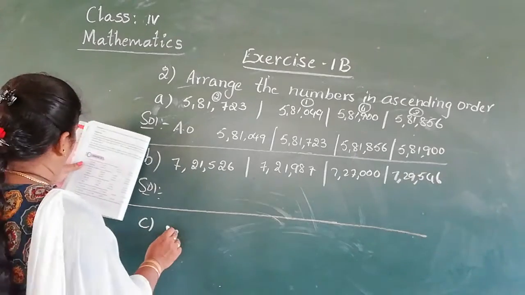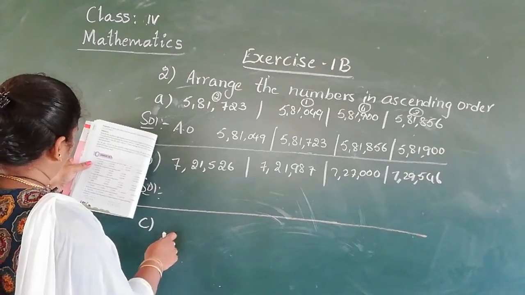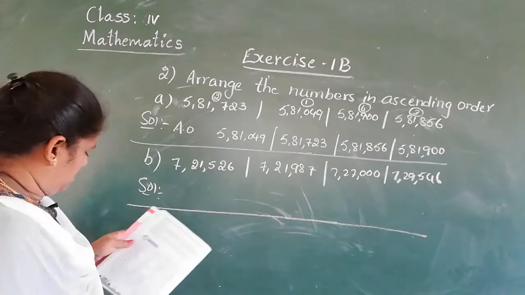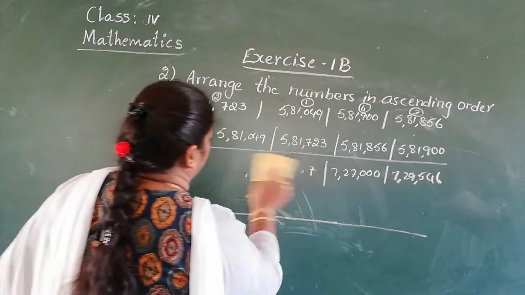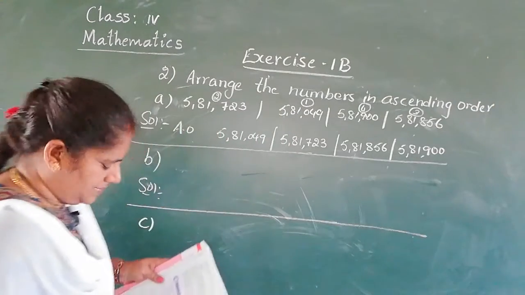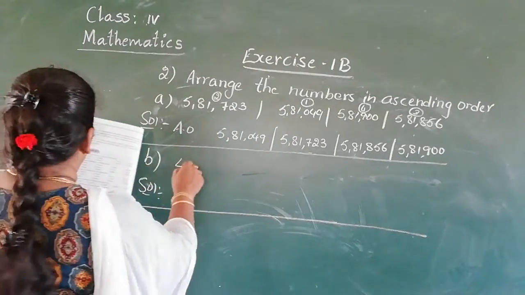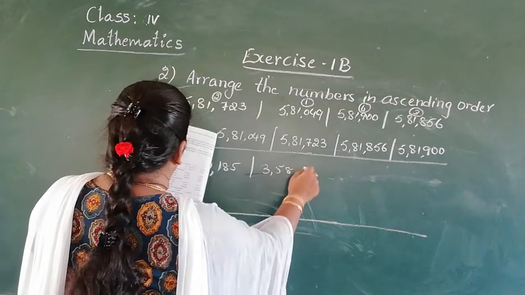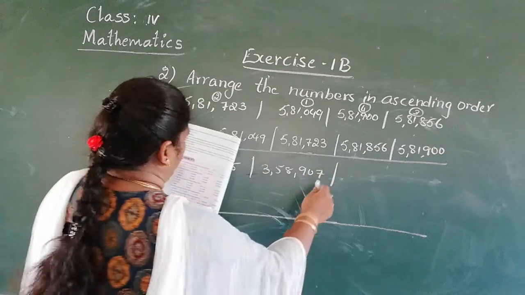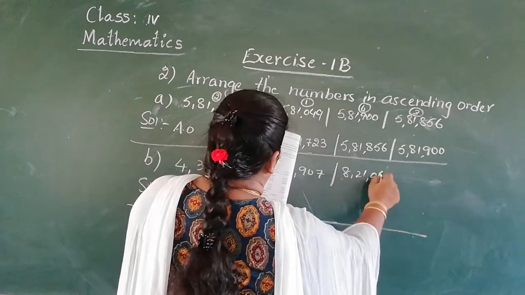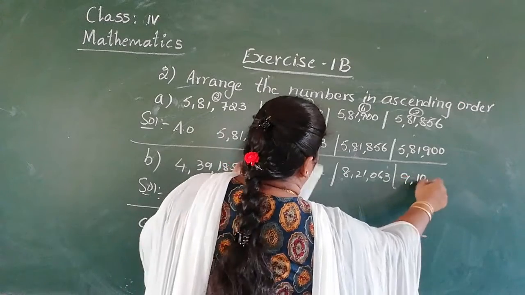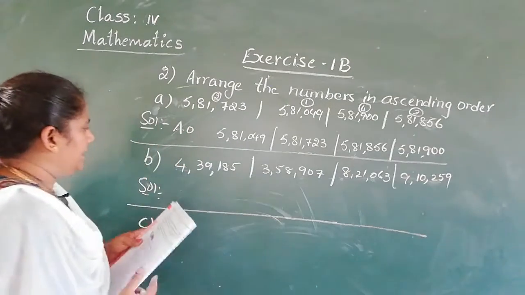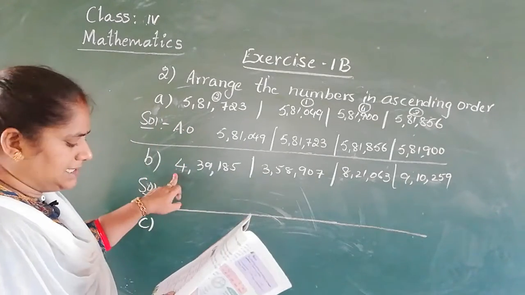C. Now I will explain C, Nana. Oh sorry, I had written descending order in the second problem. Okay. What is the second one? 4,39,185, 3,58,907, 8,21,063, 9,10,259. Sorry, Nana. I'm extremely sorry. By mistake, I wrote this one. Okay. So this is the second problem.